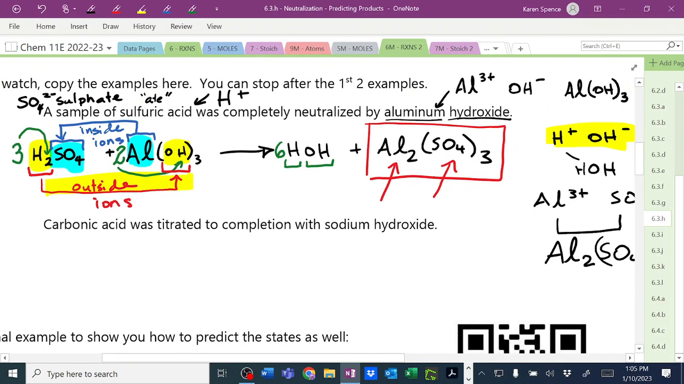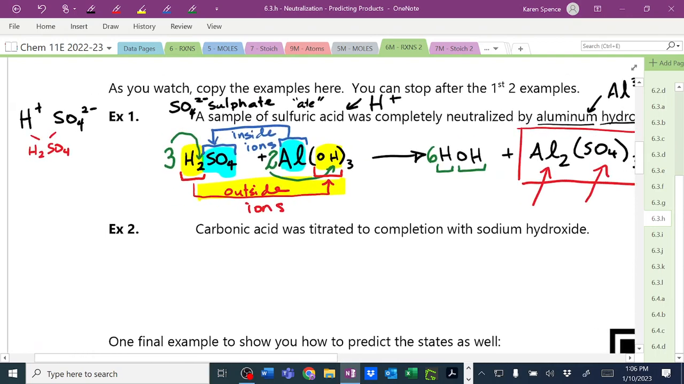Carbonic acid was titrated to completion with sodium hydroxide. Does it matter if you don't know what the word titrated means? No, you can just be like, that's some big word that I don't know yet. We will actually, on our very last day, be doing a titration lab. Okay, it's quite fun. All I need to know is that these 2 things are my reactants.